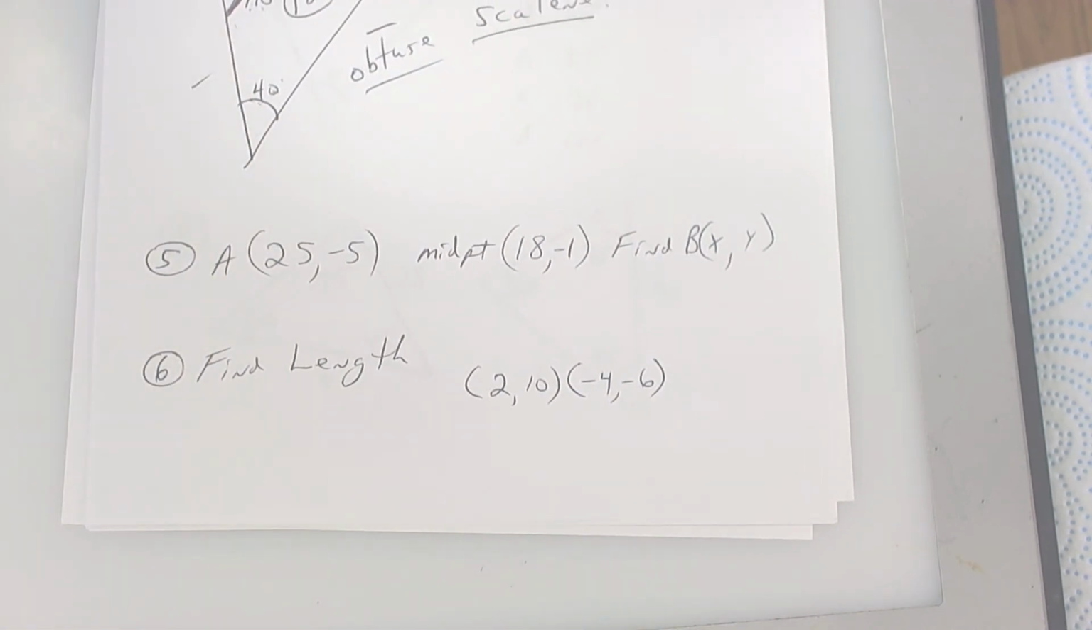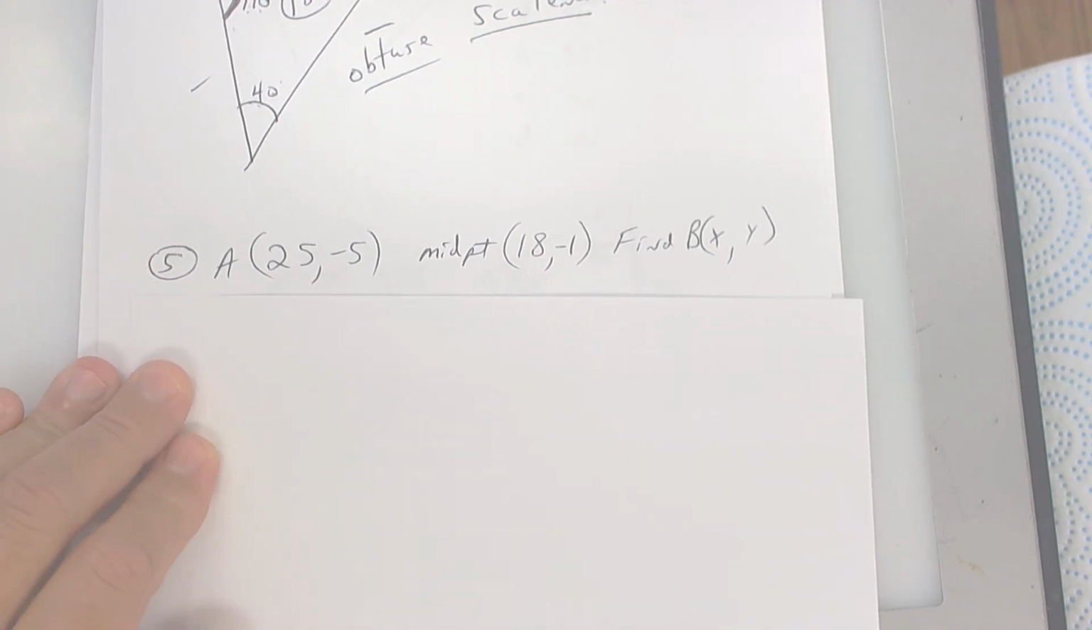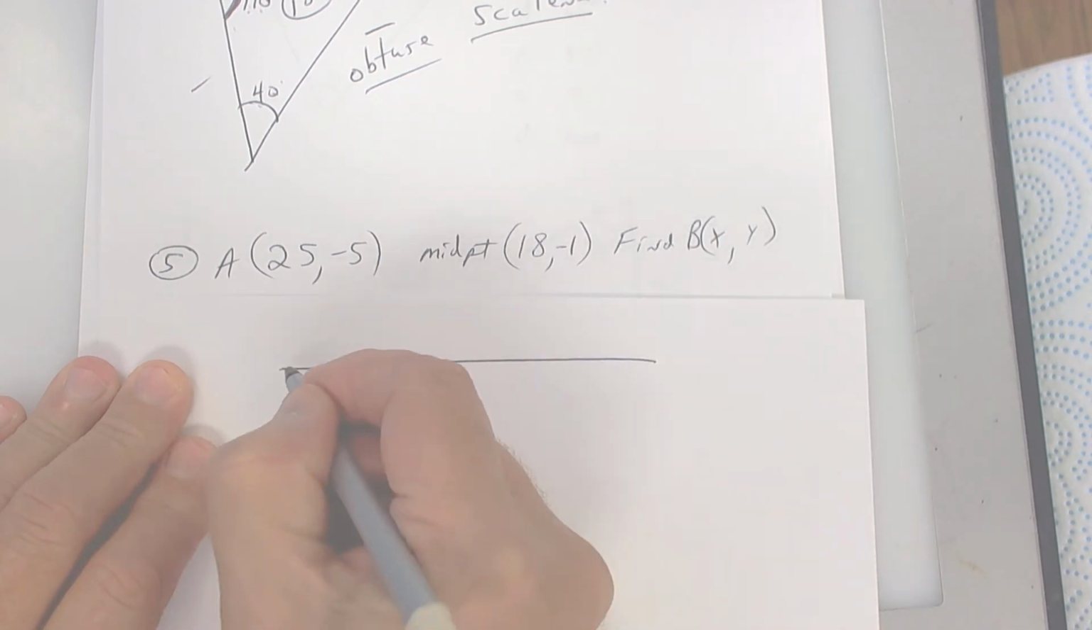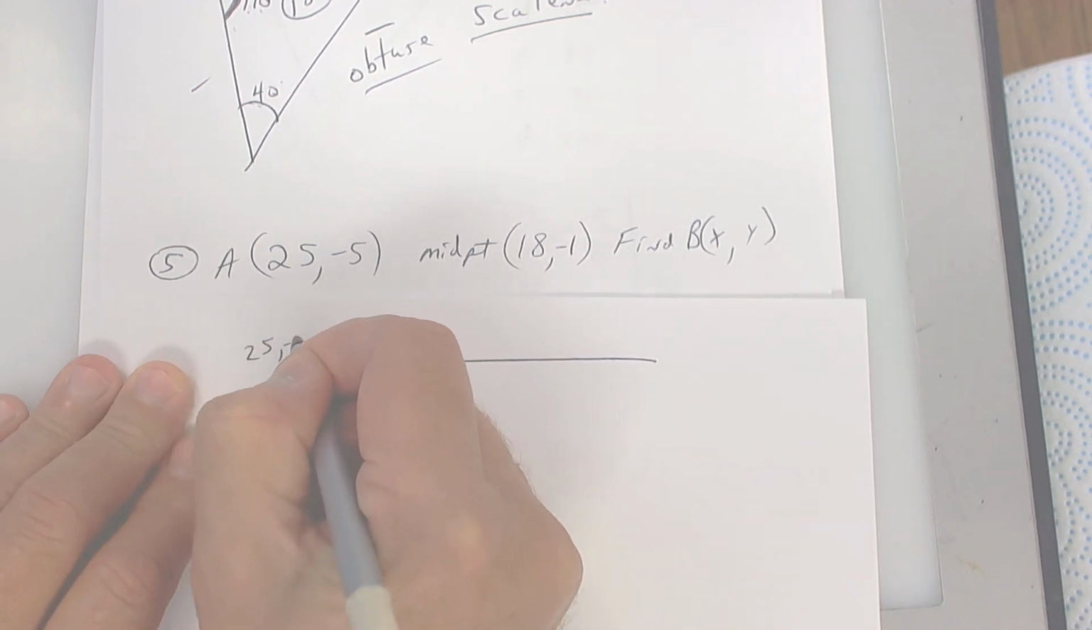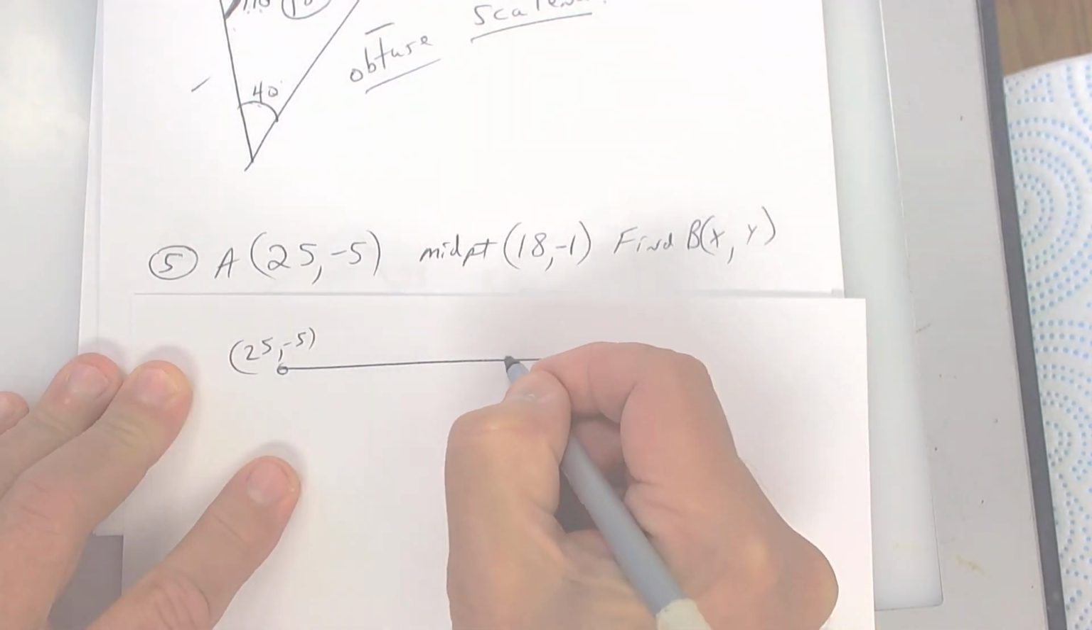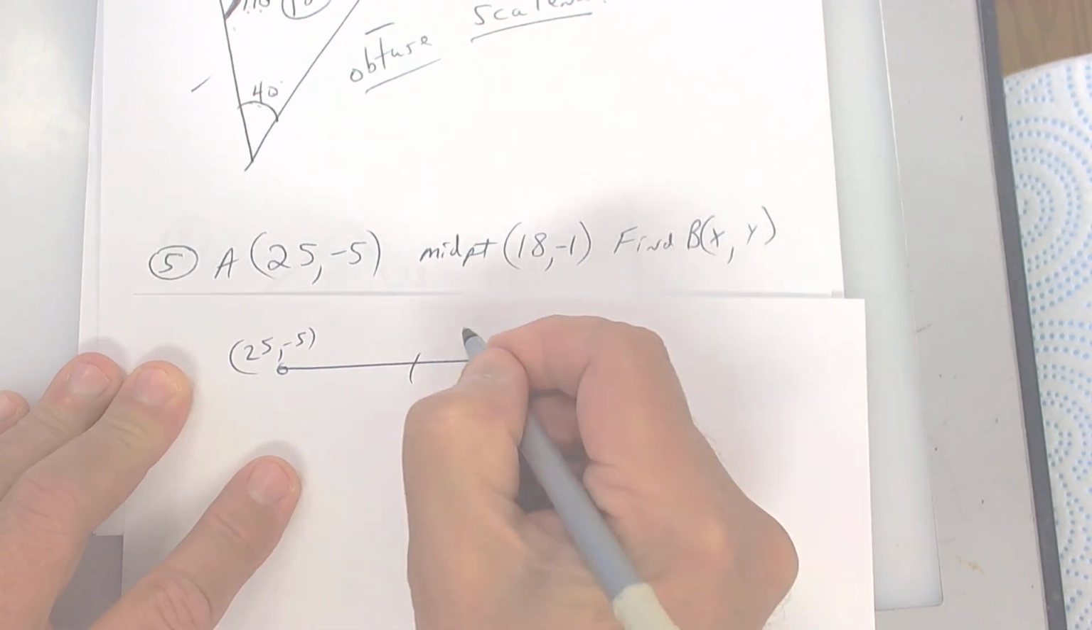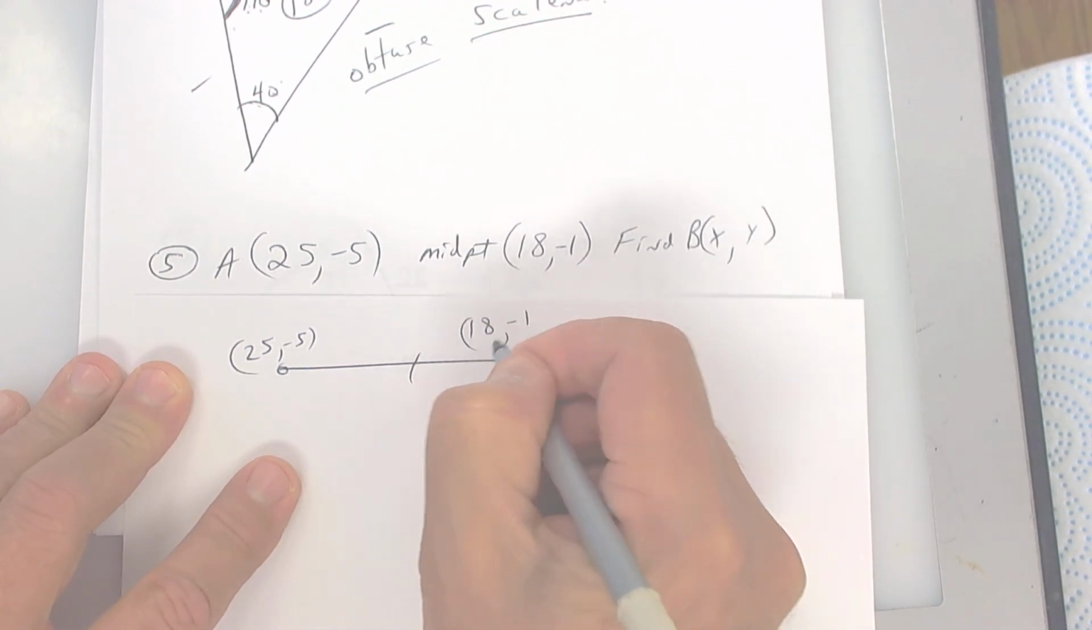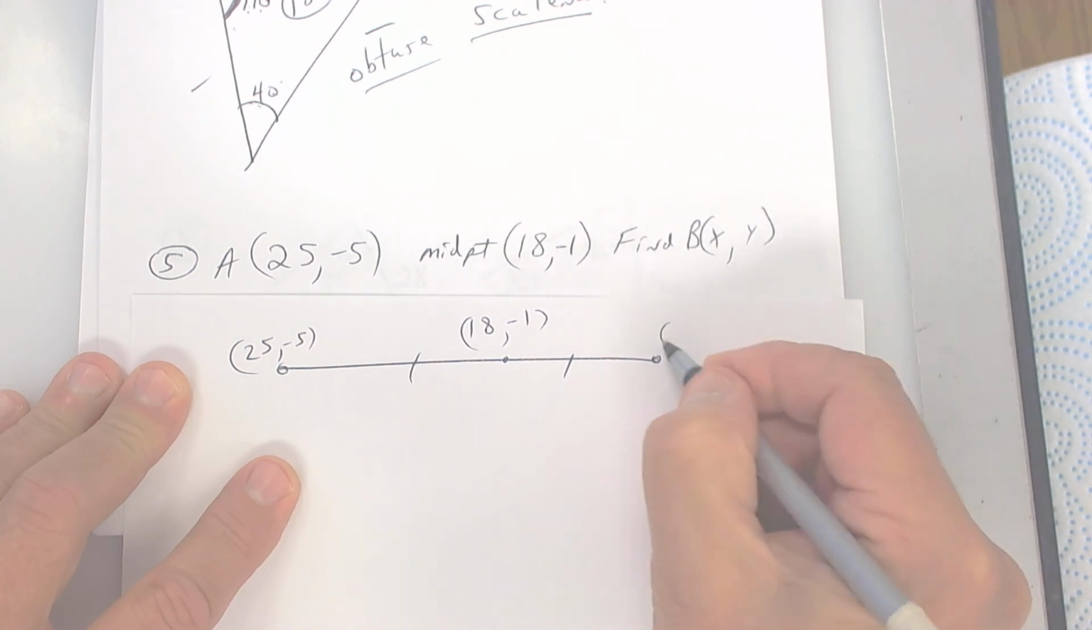All right, let's move on. Copy down 5 and 6. I want the midpoint and distance. When they say length, it is distance. Now this one right here, the midpoint, it's a little harder. Okay, here's what's going on. This point is 25 and -5. This point is the midpoint. It's 18 and -1. And we don't know this other point here. That's what we're looking for.